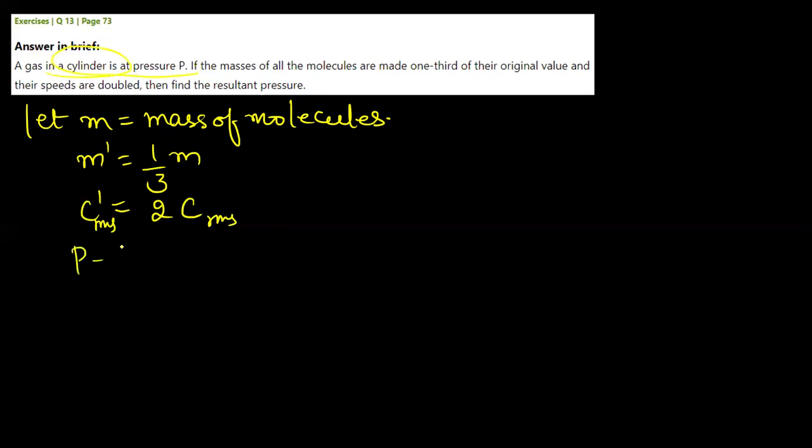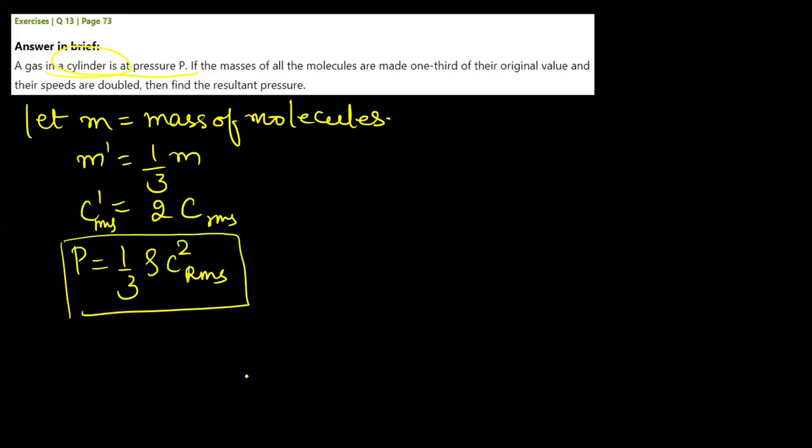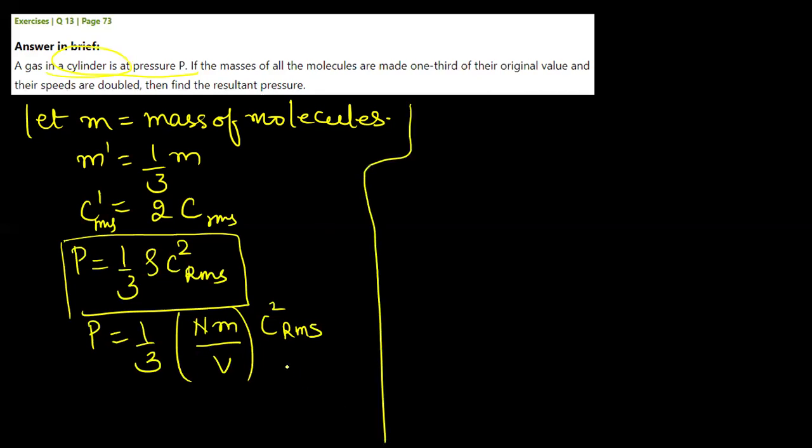So we know that pressure equals 1/3 rho c square RMS. We have derived this relation. Rho is the density. So I can write pressure P equal to 1/3, density is mass upon volume, and mass is number of molecules into mass of each molecule, upon volume, into c square RMS. So the term Nm upon V is the density of the gas. Density of gas rho is equal to Nm upon V. Capital N is the number of molecules, small m is the mass of each gas molecule, V is the volume. I can give this as equation 1.